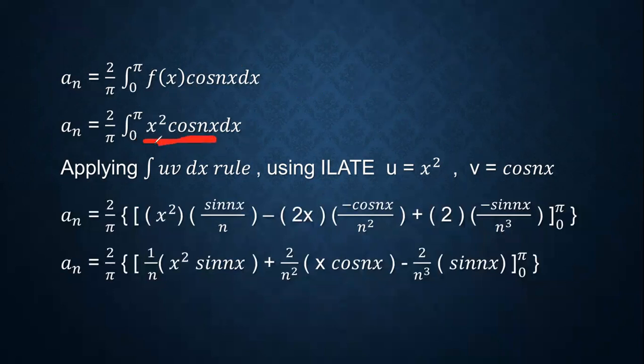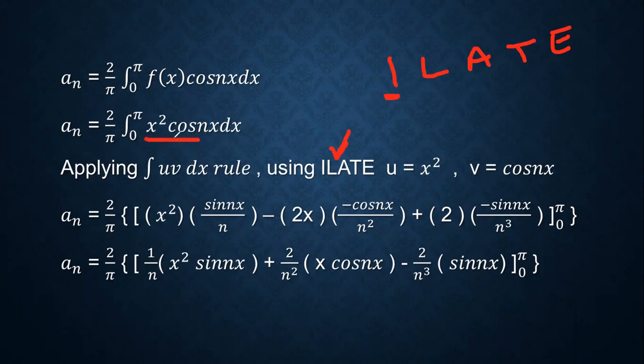Now this integration contains two functions. That's why you have to apply the integration uv rule. Before going to apply this uv rule, first we have to identify which is the u function and which is the v function. For this we need to use ILATE. What is ILATE? I is inverse trigonometric functions. If a given term contains an inverse trigonometric function, then it will become the u function.